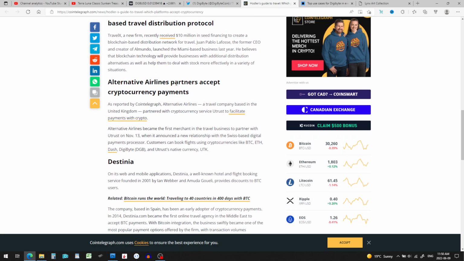Alternative airlines partners accept cryptocurrency payments. So as reported by Cointelegraph, Alternative Airlines, a travel company based in the UK, partnered with cryptocurrency service Utrust to facilitate payments with crypto. So Alternative Airlines became the first merchant in the travel business to partner with Utrust on November 13 when it announced a new relationship with the Swiss-based digital payments processor. So customers can book flights using cryptocurrencies like Bitcoin, Ethereum, Dash, DigiByte, and Utrust's native currency, UTK. So DigiByte, good old DigiByte, you can spend it to book flights.